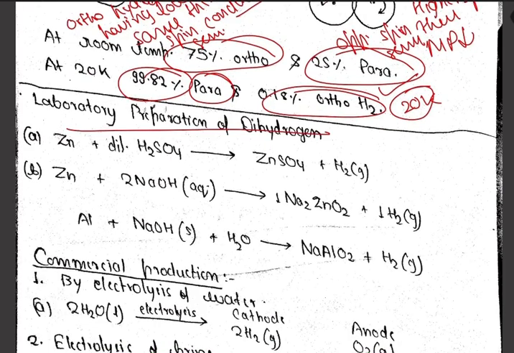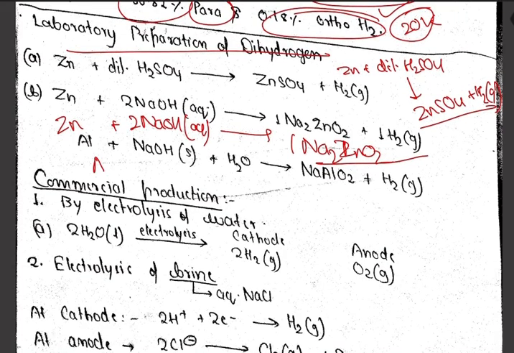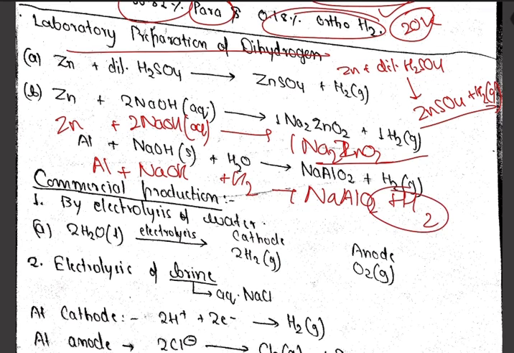Laboratory preparation of dihydrogen: zinc plus dilute H2SO4 forms ZnSO4 plus H2 gas. Zinc plus 2 mole of NaOH aqueous forms 1 mole of Na2ZnO2. Aluminium plus NaOH plus H2O forms NaAlO2 plus H2. This is the laboratory preparation of hydrogen.